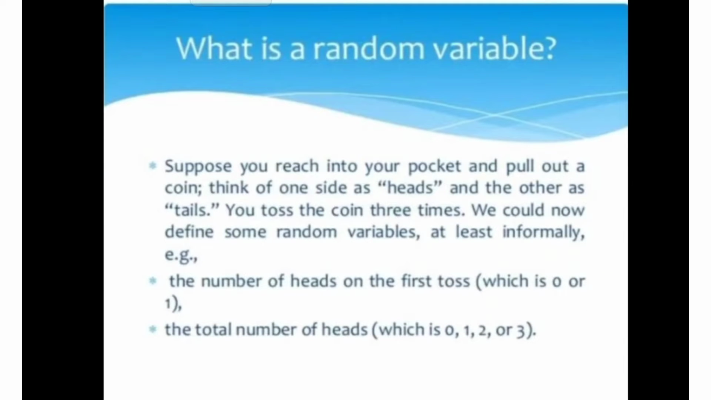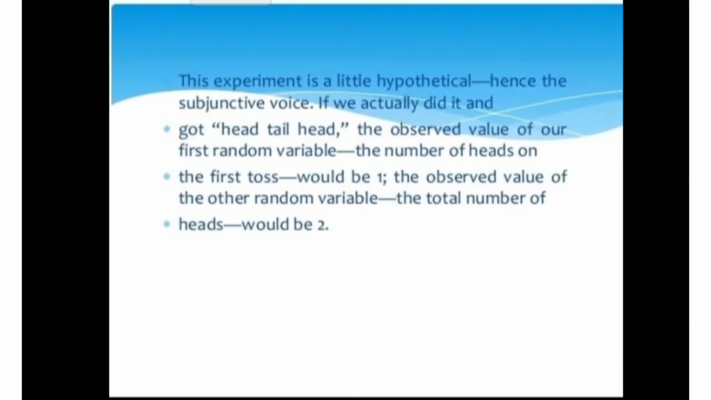What is a random variable? Suppose we reach into a pocket and pull out a coin. Think one side is heads and the other side is tails. You toss the coin 3 times. We would now define some random variables, at least informally. For example, the number of heads on the first toss, which is 0 or 1. The total number of heads, which is 0, 1, 2 or 3. This experiment is a little hypothetical.